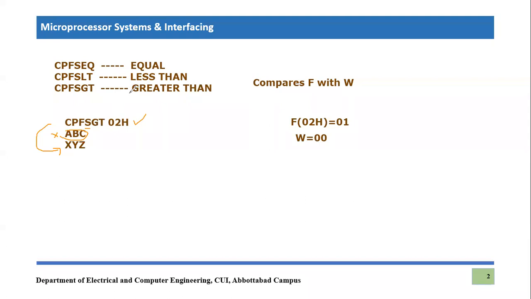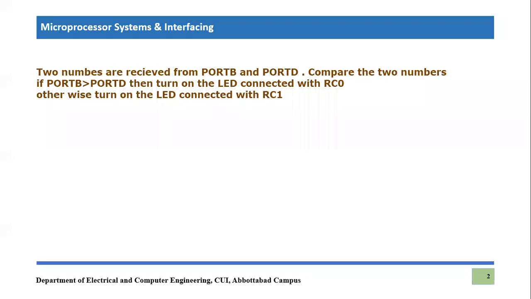Before the example, let's discuss the other instructions. The next instruction is CPFSLT. Here we check whether the file register content is less than the working register or not. Similarly, in the case of equal, we compare whether these two contents are equal or not, right? Now let's see the example to further clear these concepts.